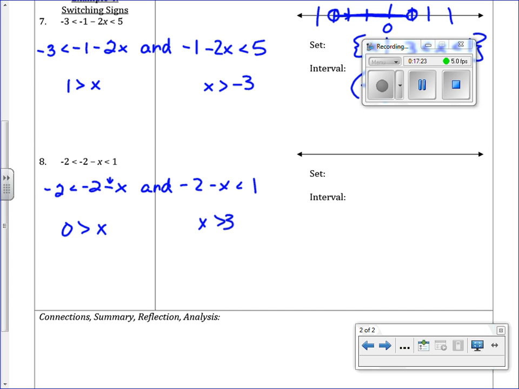So if I go ahead and solve this, this is going to turn into an OR statement. All right, it's not going to be an AND statement. It's going to turn into an OR statement. So I have my 0, 1, 2, 3, 4. Okay, x is less than 0. Okay, or x is greater than 3. 1, 2, 3.